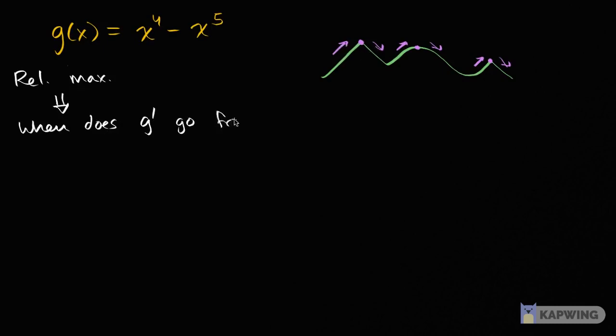I wrote from g prime greater than 0 to g prime less than 0. And the values that we could look at, or the points, are our critical points. And critical points are where g prime is either 0 or it is undefined. So let's think about it. Where is g prime of x equal to 0?